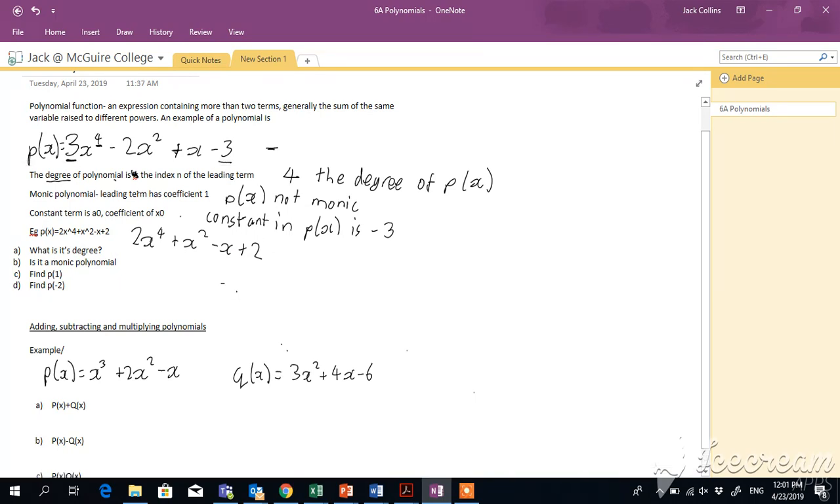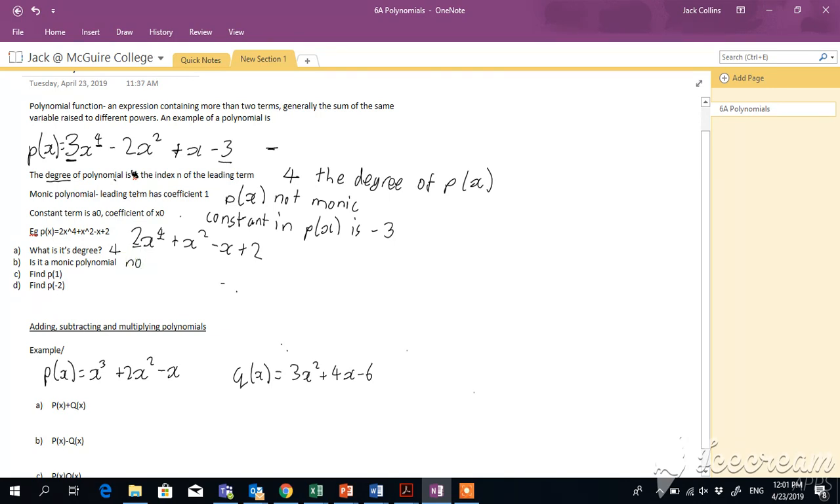Okay, so looking at its degree, what's the highest power there? That would be a degree of 4 as well. Okay, is it a monic polynomial? Monic means the leading term has a coefficient of 1. No, the leading term here has a coefficient of 2. So no, it is not.